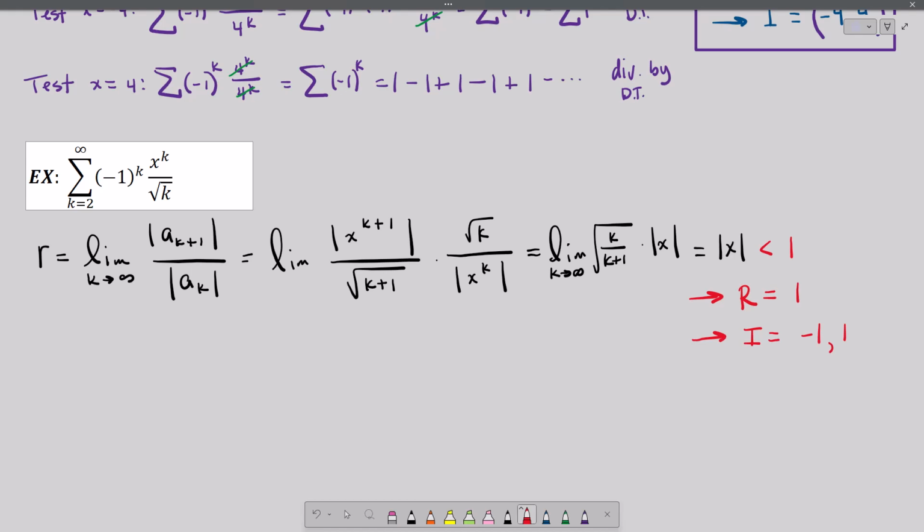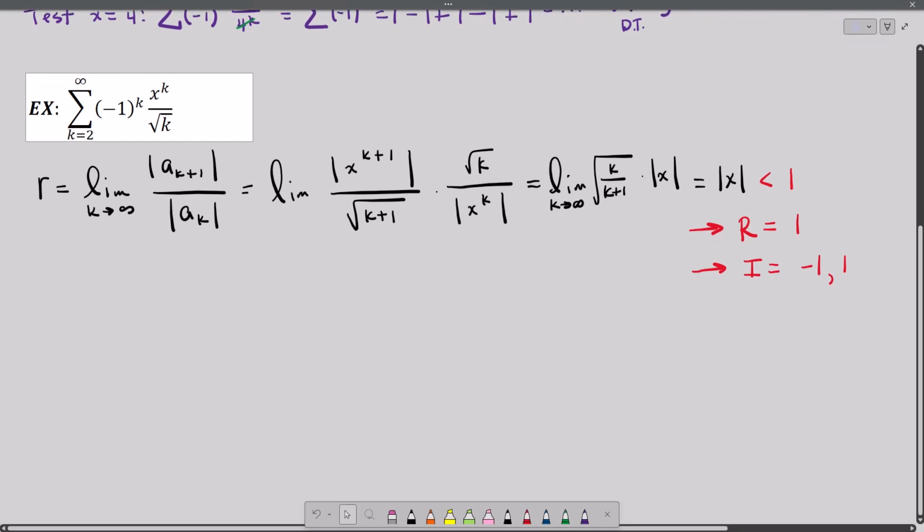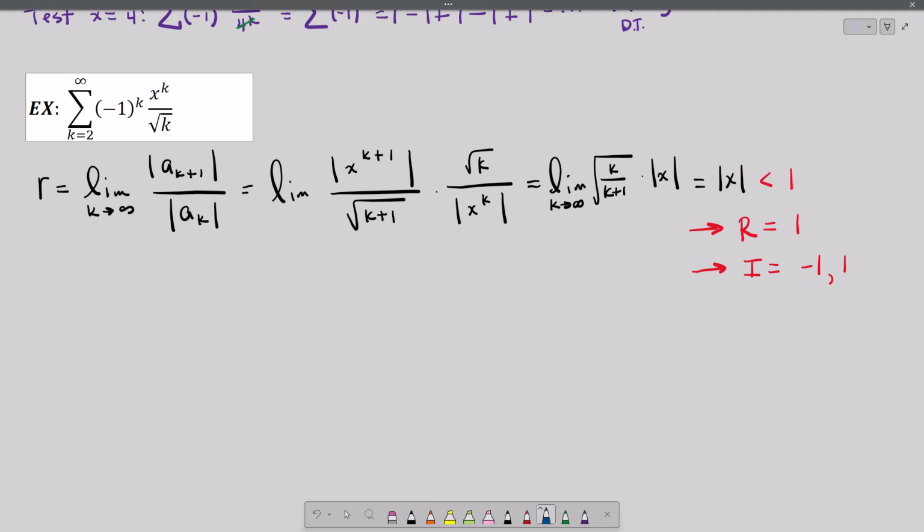Now we have to go in and test those endpoints. We know that the radius of convergence is 1. We know the interval is going to go from -1 to 1, but we just don't know what happens at those endpoints. So we're going to test each one. When we plug in -1, we have an infinite series of numbers. Does it converge or diverge? That brings us back to chapter 10. All right, so let's test.